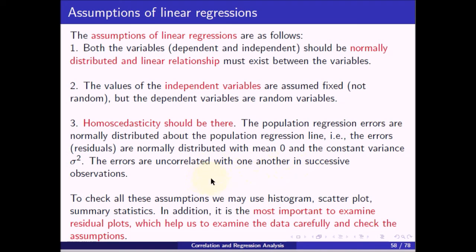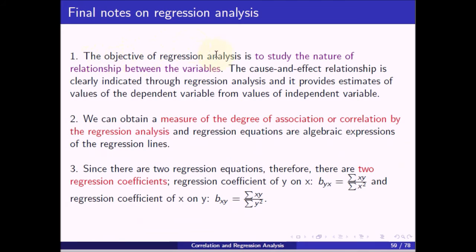To check all these assumptions, we may use histogram, scatter plot, and summary statistics. In addition, it is most important to examine residual plots, which help us to examine the data carefully and check the assumptions. The objective of regression analysis is to study the nature of the relationship between the variables. The cause and effect relationship is clearly indicated through regression analysis, and it provides estimates of values of the dependent variable from values of independent variables. We can obtain a measure of the degree of association or correlation by regression analysis, and regression equations are algebraic expressions of the regression lines.